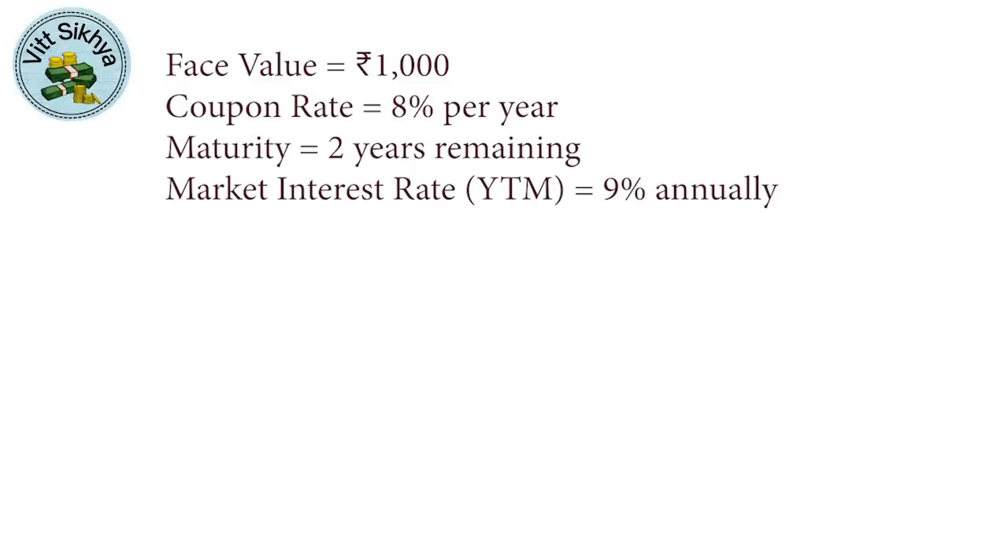The bond details are: face value is equal to rupees 1000, coupon rate 8% per year paid semi-annually, so rupees 40 every 6 months. Maturity is 2 years remaining. Market interest rate or YTM is equal to 9% annually or 4.5% per 6 months. We are pricing the bond 3 months after the last coupon payment, so it's a non-coupon date.